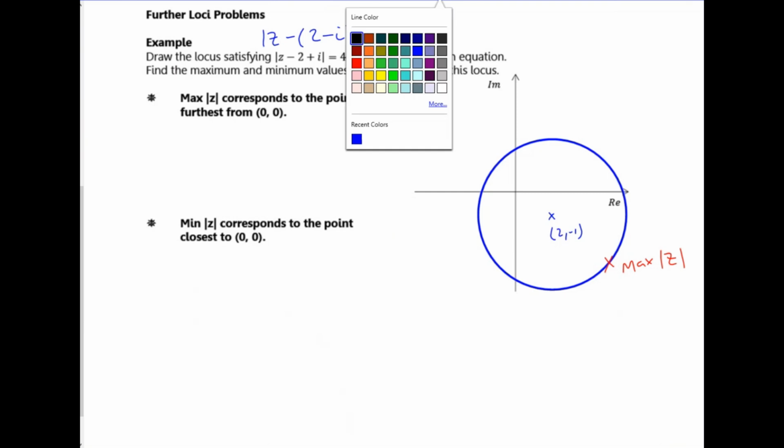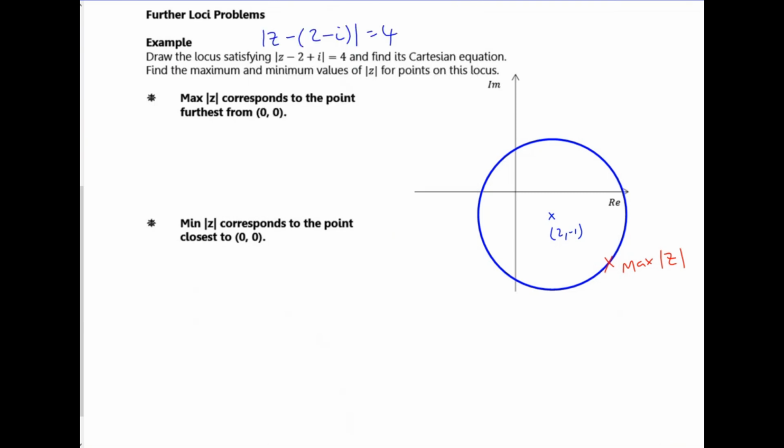And it turns out that this line, joining up the maximum value of z, the furthest one away, will always go through the center of the circle. So that sort of makes sense too. To work out the maximum value of z, well, I know the distance from the origin to the center. We've worked that out using Pythagoras. 2 squared plus 1 squared, square root, is root 5. We also know the distance from the center to the maximum value of z, that's the radius of the circle, which is 4. So the maximum value of modulus of z is just 4 plus root 5.